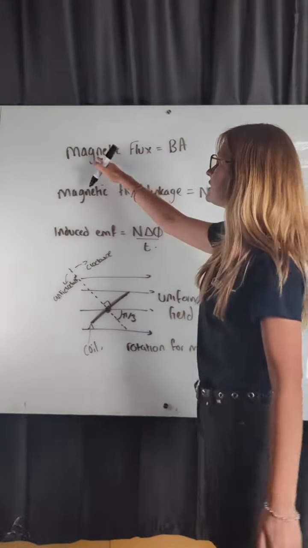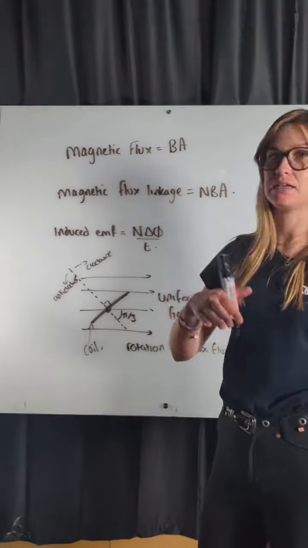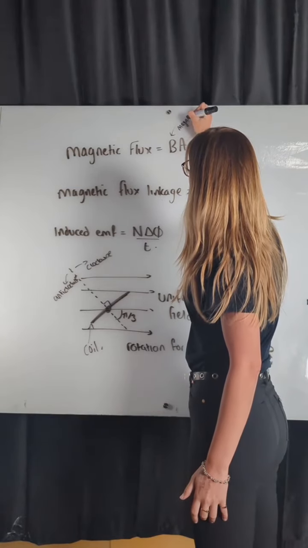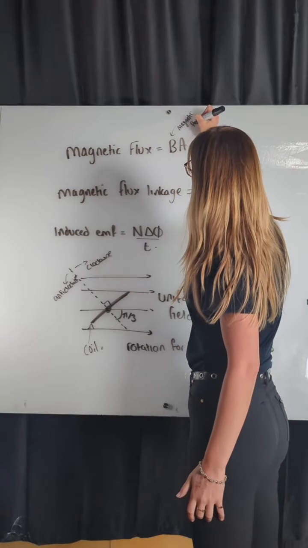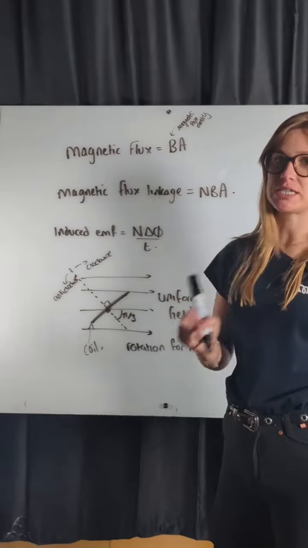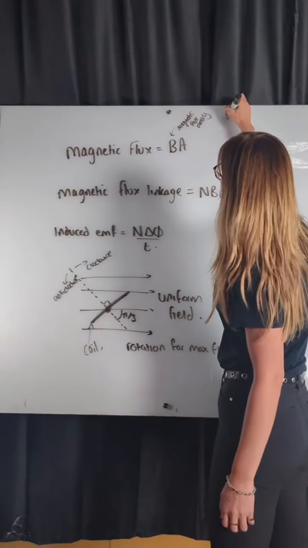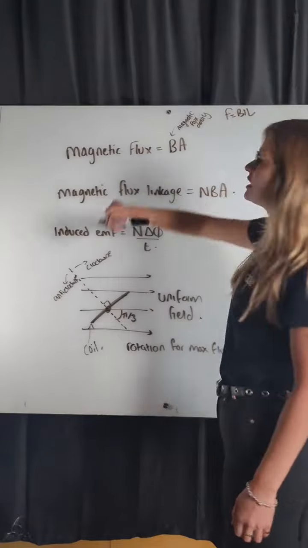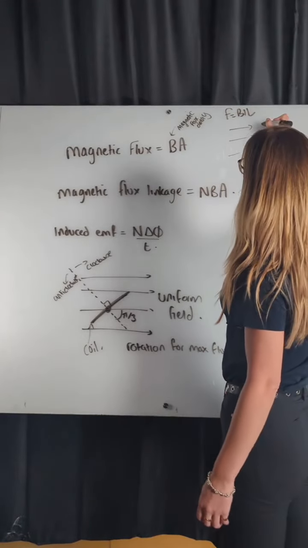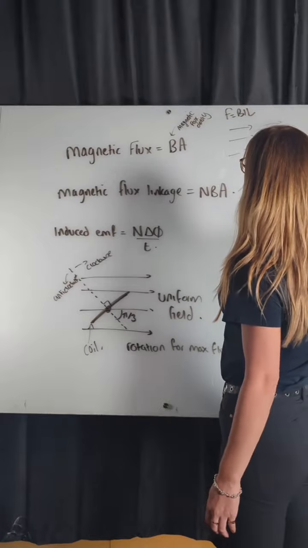Be careful, if it just says magnetic flux, it's just B times A. B is your magnetic flux density. You saw B from your GCSEs, because remember, in GCSE, you did Fleming's left-hand rule, F equals BIL. Remember, magnetic flux density.